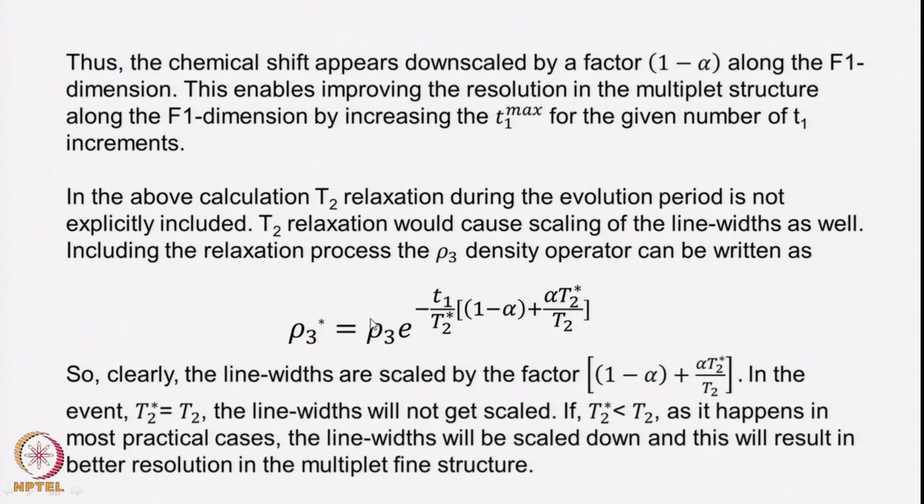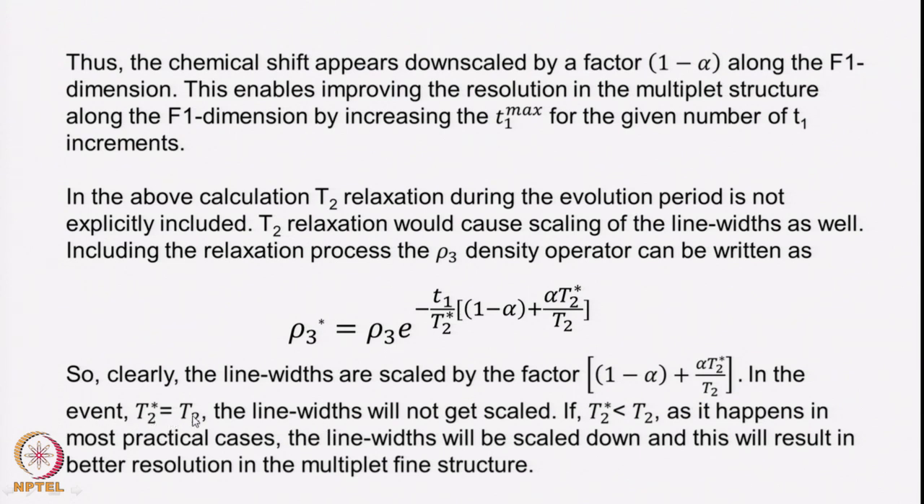Explicit calculation will go in the same manner as was done for the J scaling effect. So, you get here rho 3 into e to the minus T1 by T2 star times 1 minus alpha. This is from the chemical shift and this is from the coupling, alpha T2 star by T2. Okay. So, therefore, clearly the line widths are scaled by the factor. See, this whole thing, if I take away T1 by T2 star, this whole factor is the so called beta here, and that is 1 minus alpha plus alpha T2 star by T2.